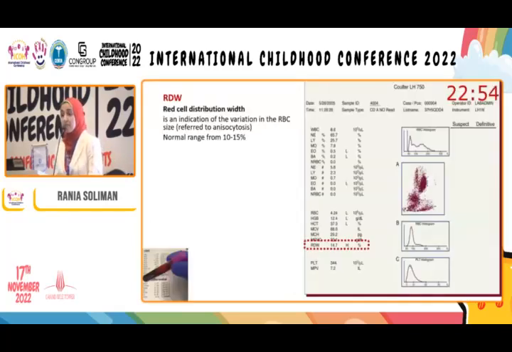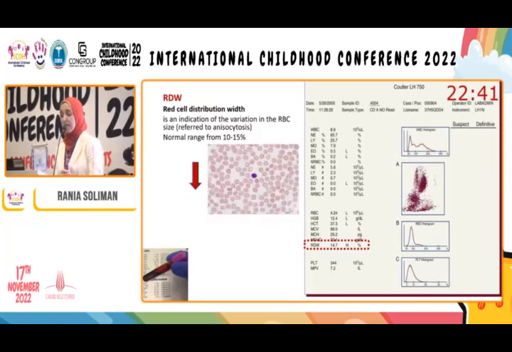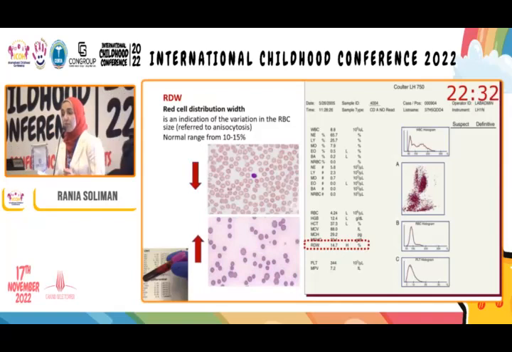The last number we have in the red blood cell indices is the red cell distribution width, and it is an indication of the variation in the red blood cell size. As this number decreases, this means that there is less variation in the size of the red blood cells. And when this number is increased, this means that there is more variation in the size of the red blood cells. It is non-specific, but it is important to look at this number.